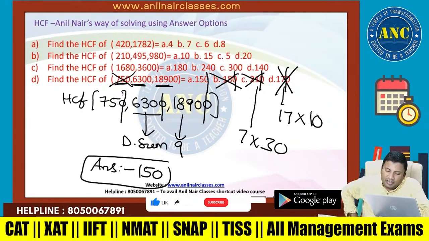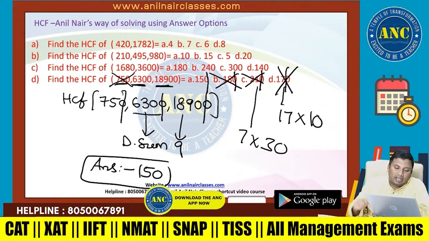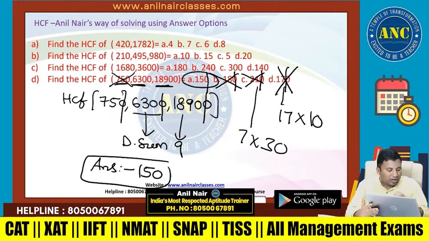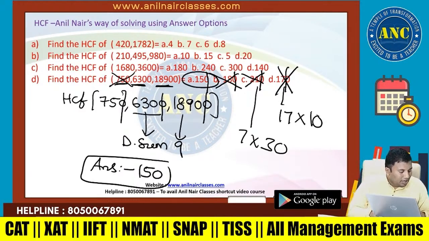750 or 75 is not a multiple of 17. 170 is out. 180 is out. 210 is 7 into 30. 750 is not divisible by 7. So answer for this question is 150. Right? HCF I have already discussed. One entire session I took the HCF of various numbers. I cannot repeat it. Please go back and watch the video which is there on our YouTube channel Anil Nair classes. Right?